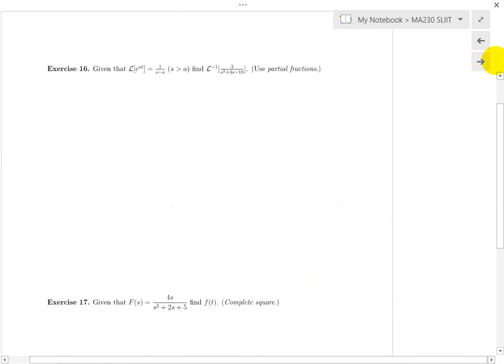Next question. So again, this may be going to be our friend the exponential function. We want to find the inverse Laplace transform of this function: 1 over s squared plus 3s minus 10.